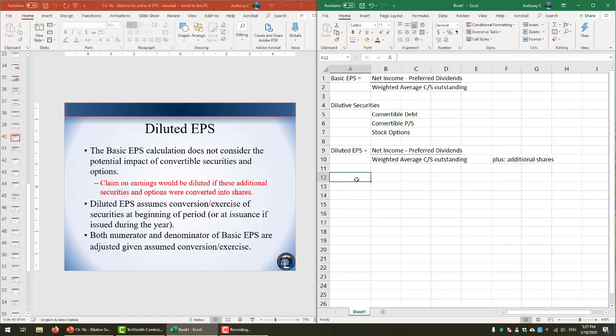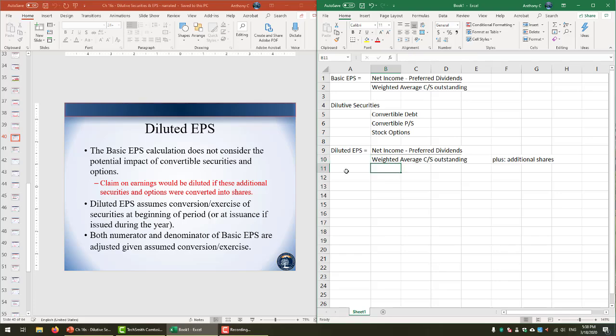When we calculate diluted EPS, we're going to calculate it on a worst case scenario basis. All that means is if we have any dilutive securities outstanding at the beginning of the year, we're going to assume that they are converted or exercised at the beginning of the year. In the case that a company issues dilutive securities in the middle of the year, they're going to be converted or exercised from the point of issuance.